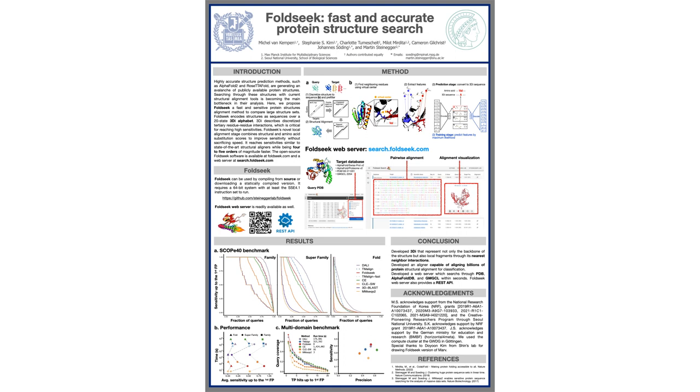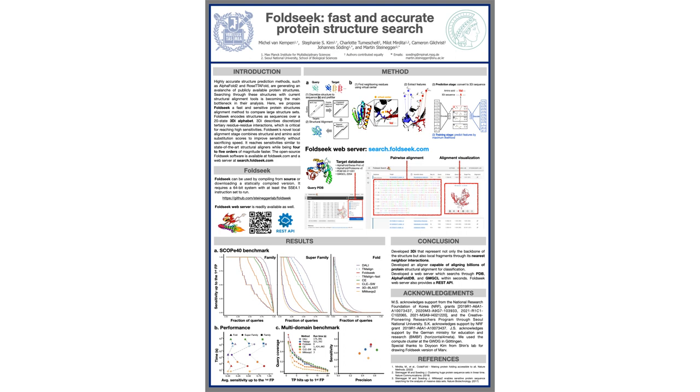Today I'll be talking about Foldseek, which is a fast and sensitive protein structure alignment method that is capable of aligning billions of protein structures. Ever since the recent breakthrough in in silico protein structure prediction by AlphaFold 2 and RosettaFold, we anticipate a rapid increase in publicly available structures. However, searching through these structures with the current structural alignment tools is becoming the main bottleneck in their analysis.